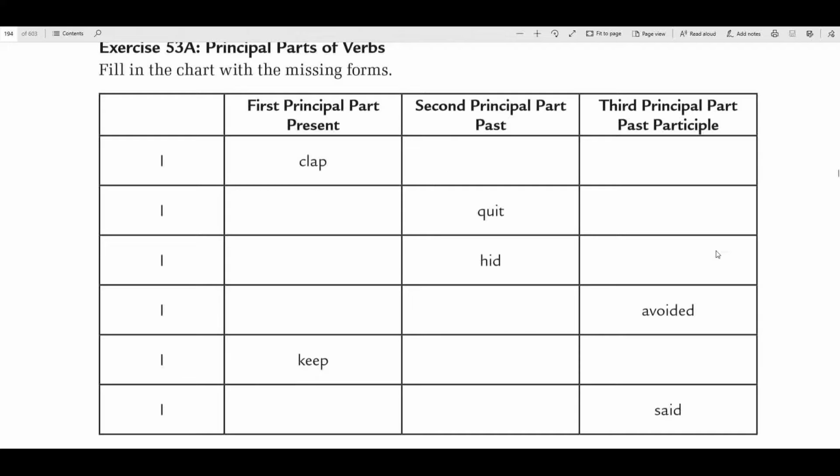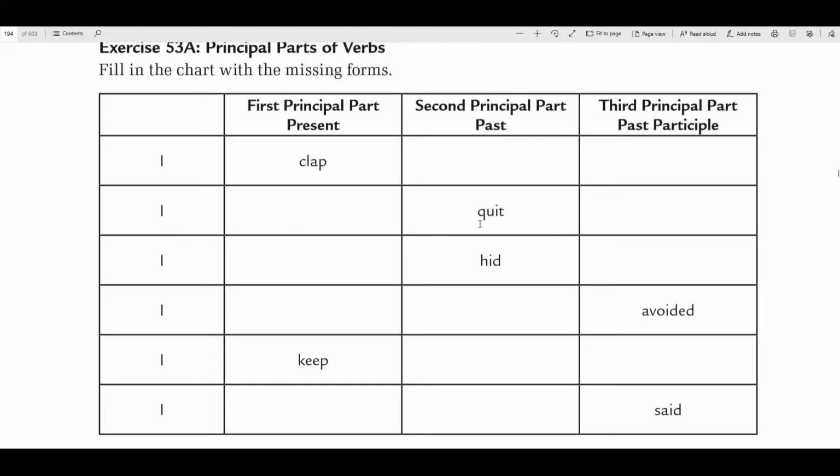I'm not going to write these in, but I'm going to help you with them a little bit. All of these are I, first person. The first principal part is I clap. The second principal part is the simple past. Today I clap. Yesterday I clapped, C-L-A-P-P-E-D. Don't forget to double that P. Then the third principal part is the past participle without the helping verb: have or had clapped. So clap, clapped, clapped. These two would be the same.